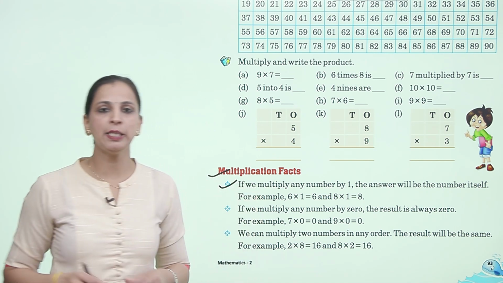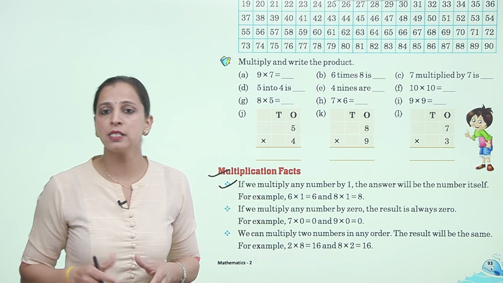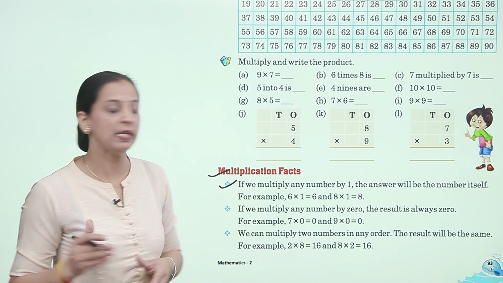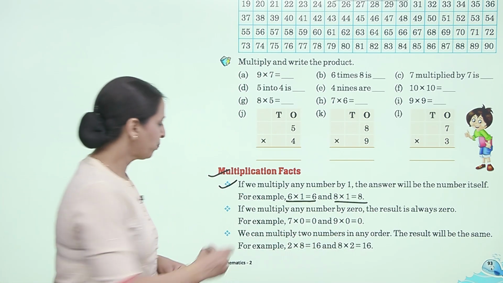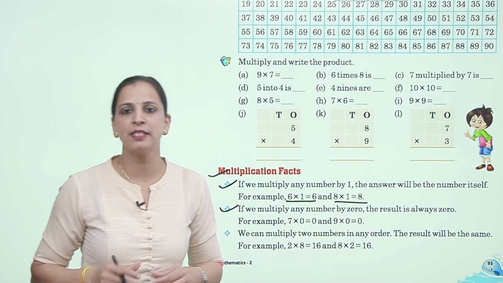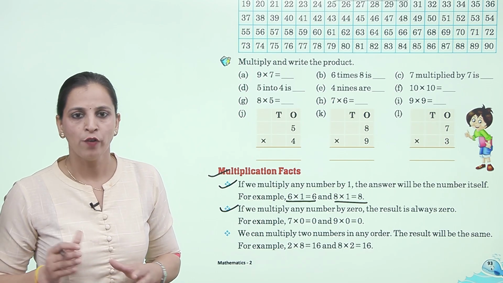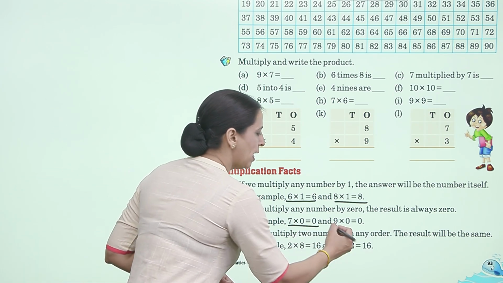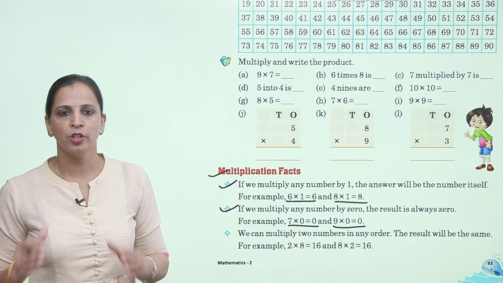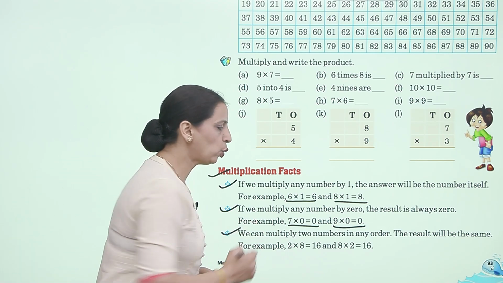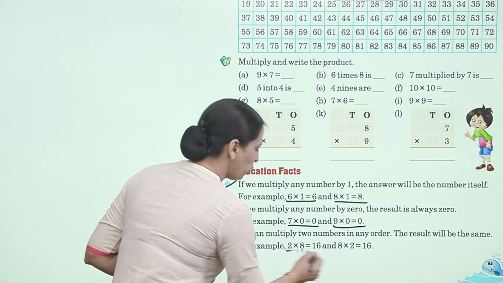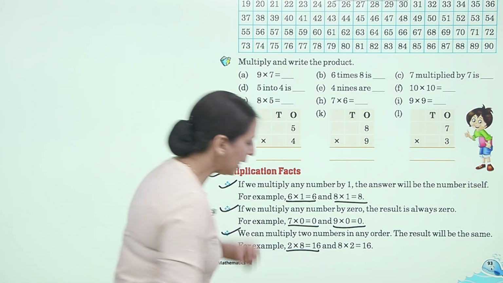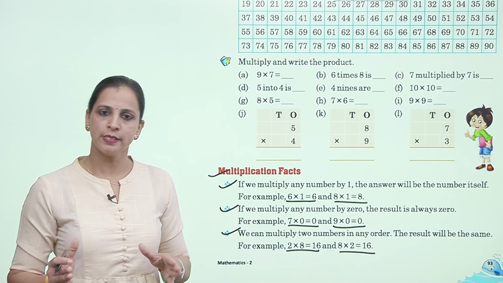First, if we multiply any number by 1, the answer will be the number itself. For example, 6 into 1 is 6 and 8 into 1 is 8. Next, if we multiply any number by 0, the result is always 0. For example, 7 into 0 is 0 and 9 into 0 is 0. Now next, we can multiply two numbers in any order. The result will be the same. For example, 2 into 8 is equal to 16 and 8 into 2 is also equal to 16.